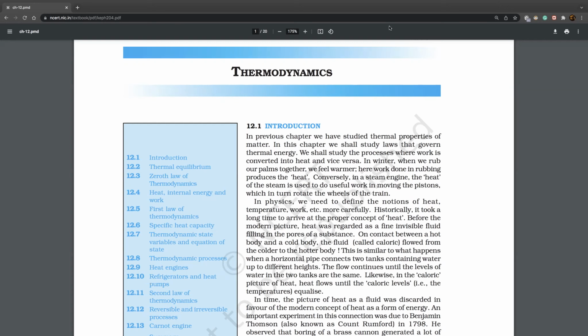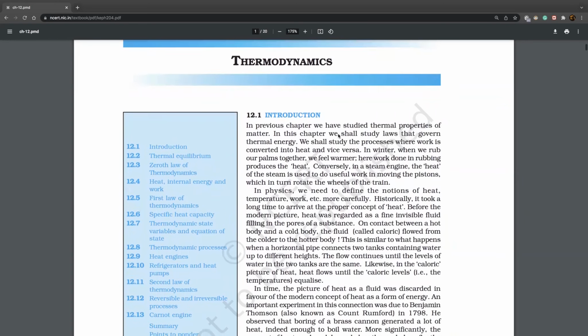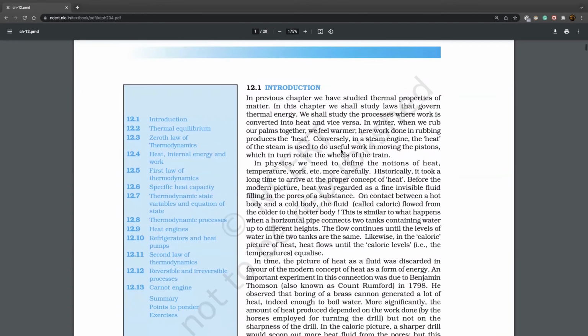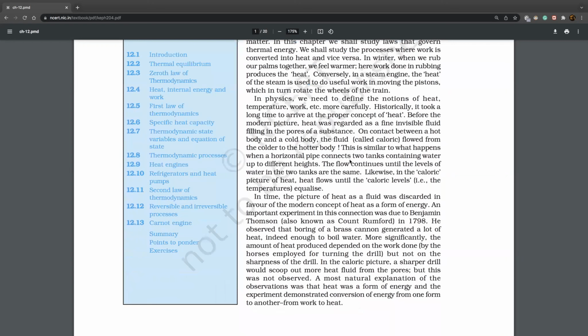Conversely, in a steam engine, the heat of the steam is used to do useful work in moving the pistons, which in turn rotate the wheels of the train. So obviously we're going to be discussing heat, and these are just some introductory parts to the chapter: the different applications of heat, the caloric picture of heat, and so on.